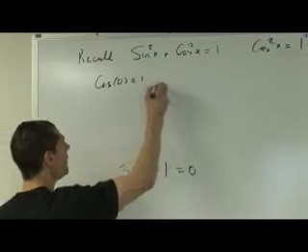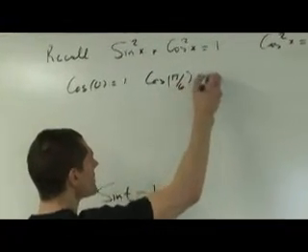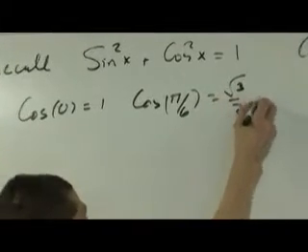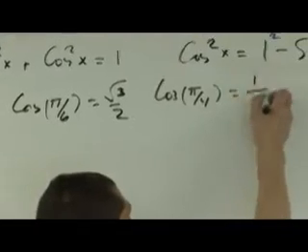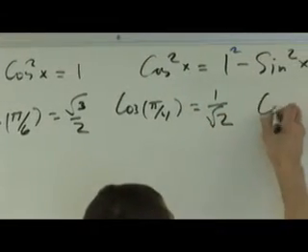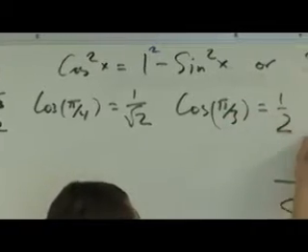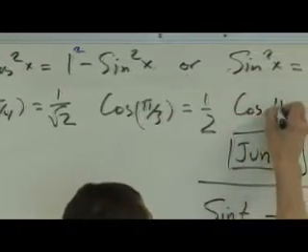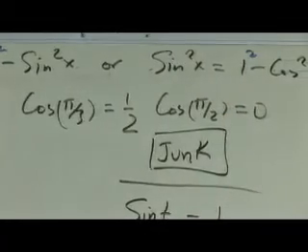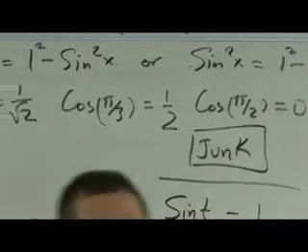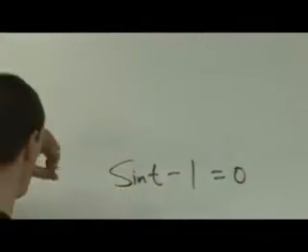Cosine 0 is 1. Cosine pi over 6, which is 30 degrees, is the square root of 3 over 2. Cosine of pi over 4, which is 45 degrees, is 1 over the square root of 2. Cosine of pi over 3, which is 60 degrees, is 1/2. And the cosine of pi over 2 is 0. That's the basic cosines, which are really important to know, which is why I keep going over them again and again.